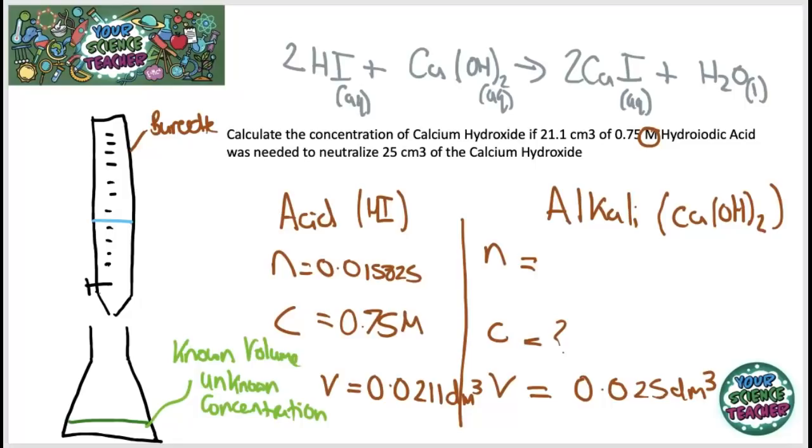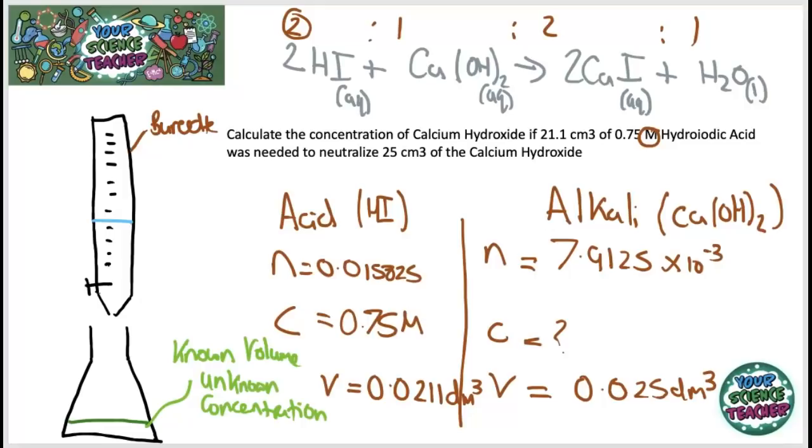Because I know my number of moles of acid, I can now easily work out my number of moles of base, because I've got a 2 here. It's in a 2 to 1 ratio. So if I have 2 moles of acid, I have 1 mole of calcium hydroxide. So if I divide this number by 2, I'll get the correct number of moles of my base. And that calculation gives me 7.9125 times 10 to the minus 3 moles.